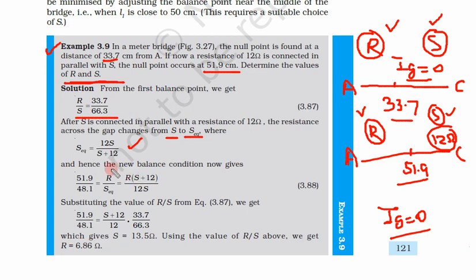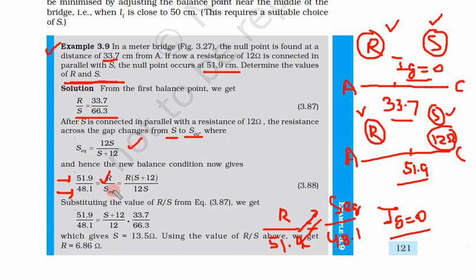Now in this case, what are the lengths? So we have R upon 51.9 is equal to S upon 100 minus 51.9, that is 48.1. But now S is S equivalent. So R upon S equivalent is equal to 51.9 upon 48.1. This is our second equation.